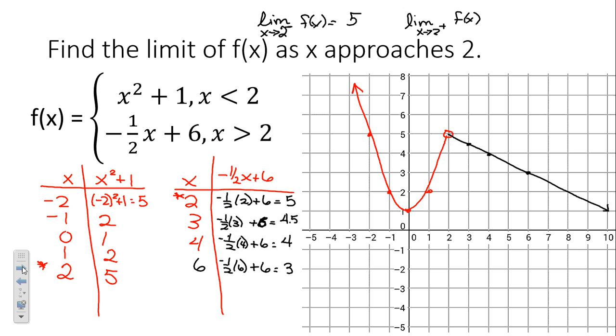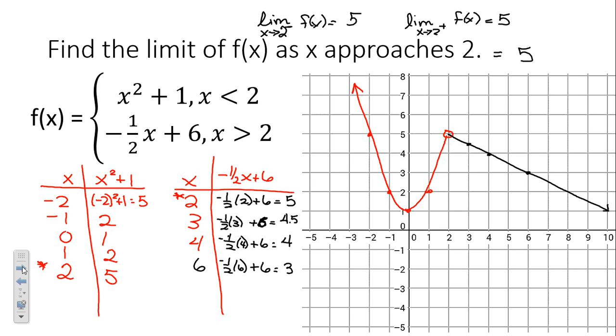also 5, right? So does the limit exist? Yes. And the limit is 5. Because those numbers are the same, the limit is 5. Make sense? So you want to basically tell me from the left it was 5, from the right it's also 5, so the limit in general is 5.